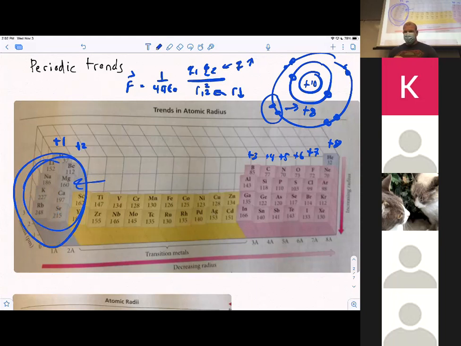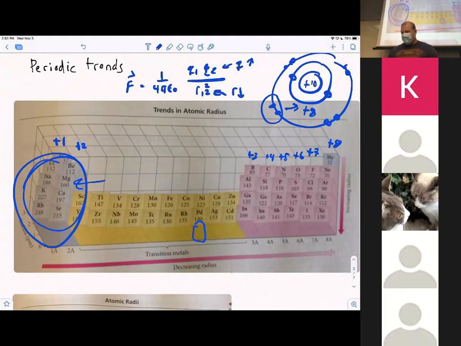I mentioned platinum. Platinum is really dense. Of course, that's in the transition metals, down here under palladium. Platinum is right here. But we're not going to talk too much about the D block. So, how are we doing? Any questions? Okay.